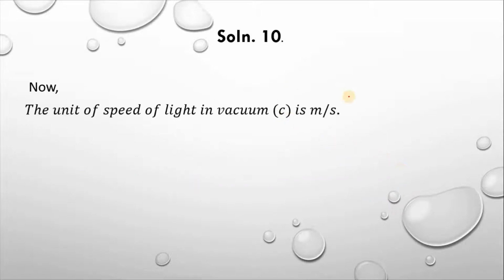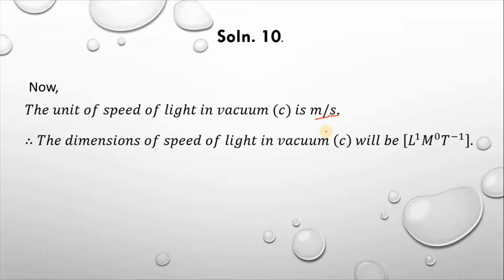Now the unit of speed of light we already know, that is 3 into 10 raised to 8 meter per second, and it is a velocity, right? So the unit will be meter per second. From there you can write the dimensions of speed of light in vacuum as L1, M0 and T minus 1. Again it is very simple: meter for length and second for time. So this will become L1 and T minus 1, and M will be 0.